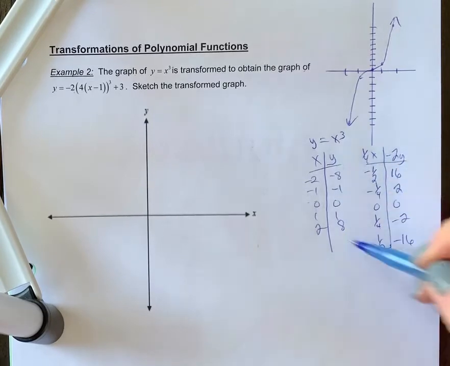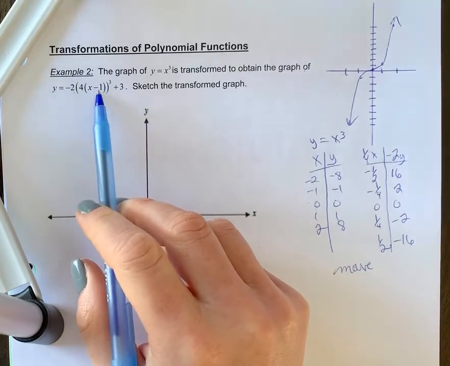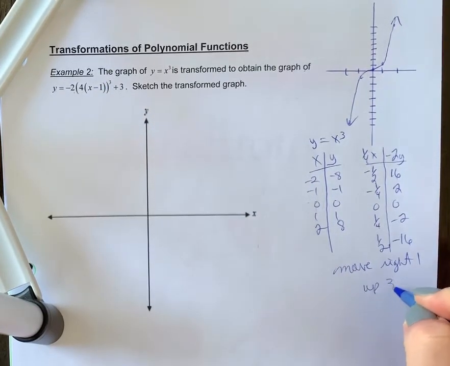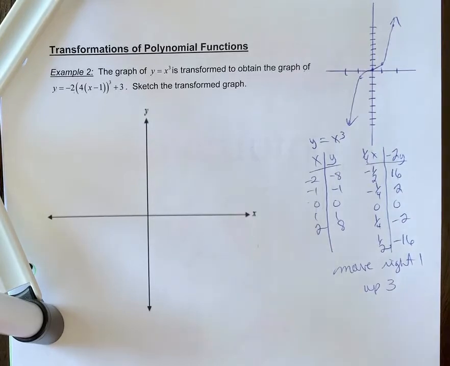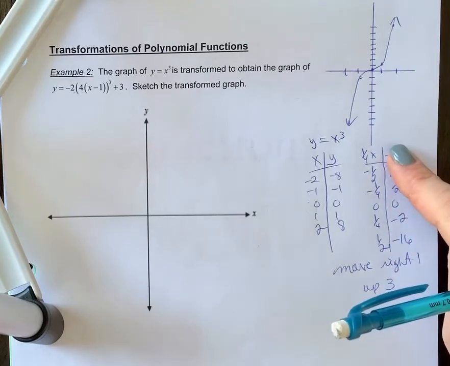Once we've done that, I'm going to plot this. Then I'm going to move the graph based on the transformations, right 1 and up 3. So right 1, up 3. I gave this grid because our y values go up to 16. And if I move it up 3, it's going to end up going up to 19.